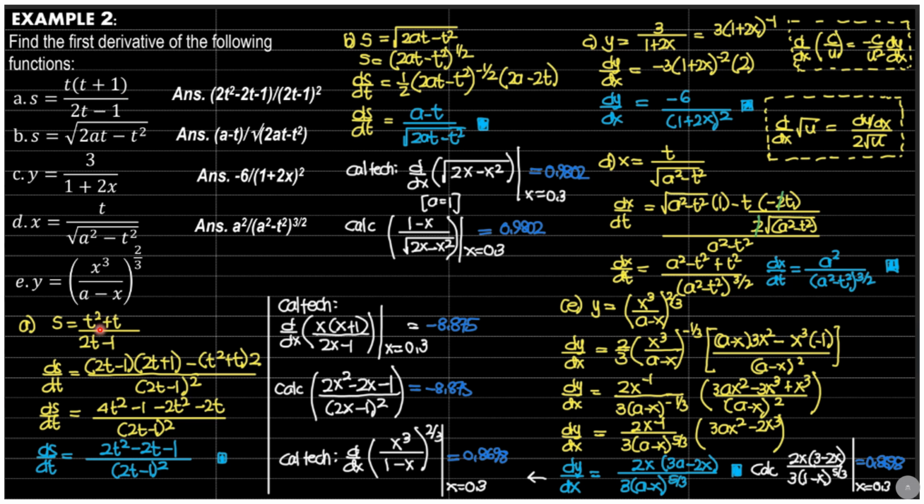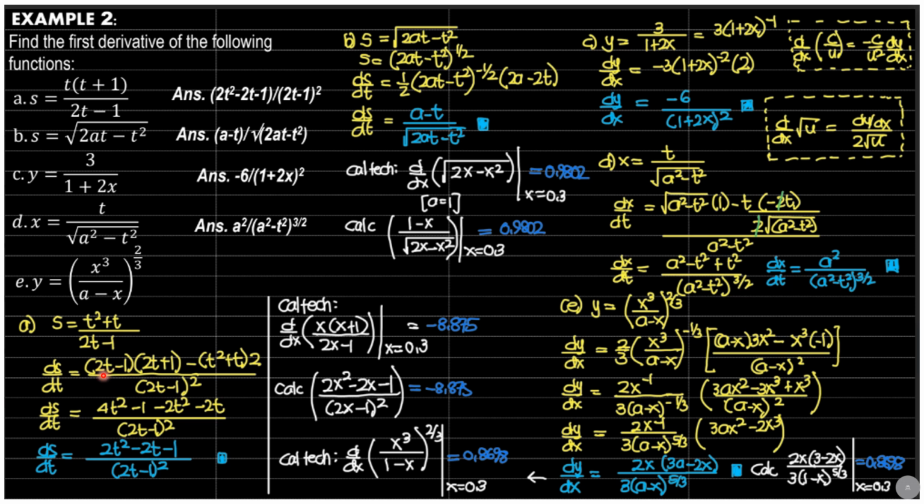distribute t squared so that we will not have a longer derivative, so that the numerator becomes t squared plus t over 2t minus 1. So ds/dt is equal to denominator 2t minus 1 times the derivative of the numerator, which is quantity 2t plus 1, minus numerator t squared plus t, times the derivative of the denominator, 2, all over denominator squared.